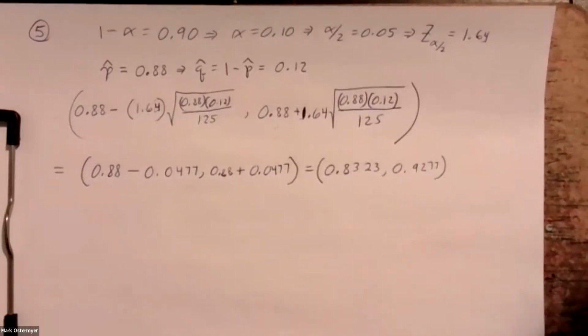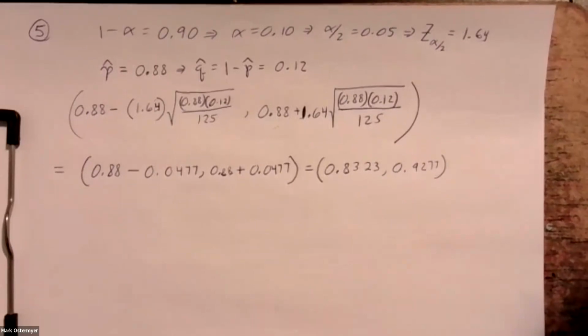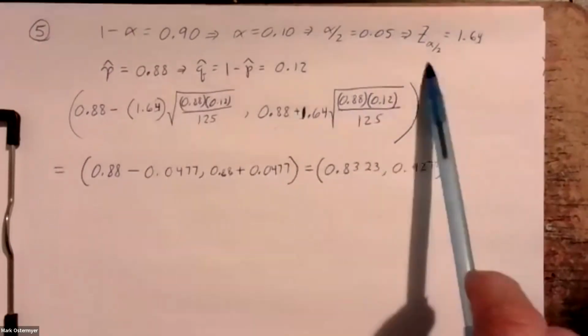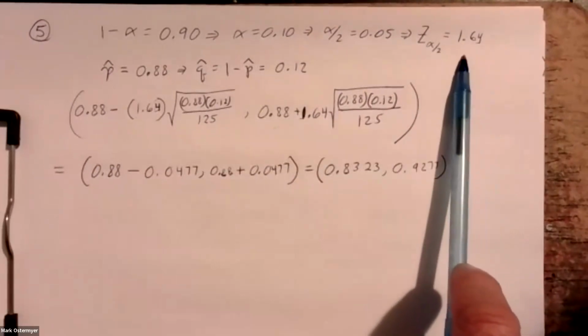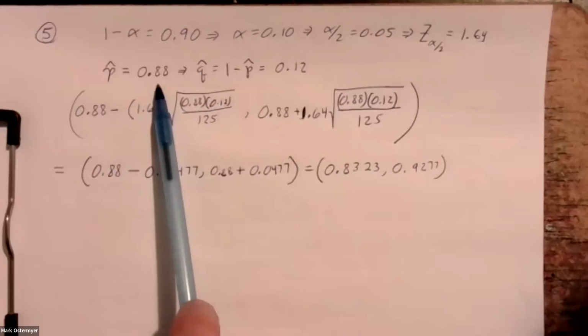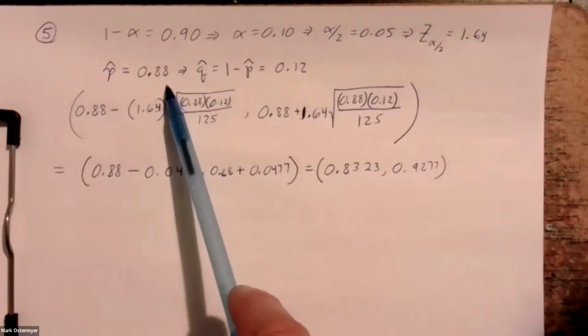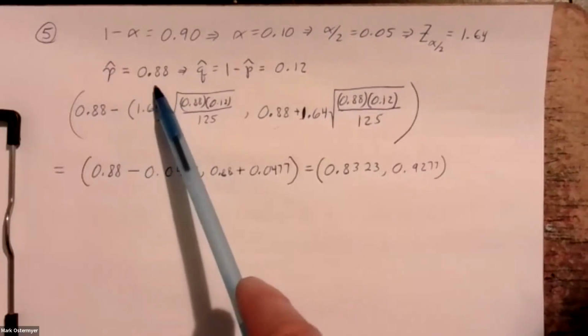All right, so for number 5, we are to build a 90% confidence interval for the population proportion of all students that say that cash is their top choice for a graduation gift. So a 90% level of confidence is going to have the same critical z-value, 1.64, like the last problem. It says 88% of students prefer cash for graduation. That's going to be the sample proportion.